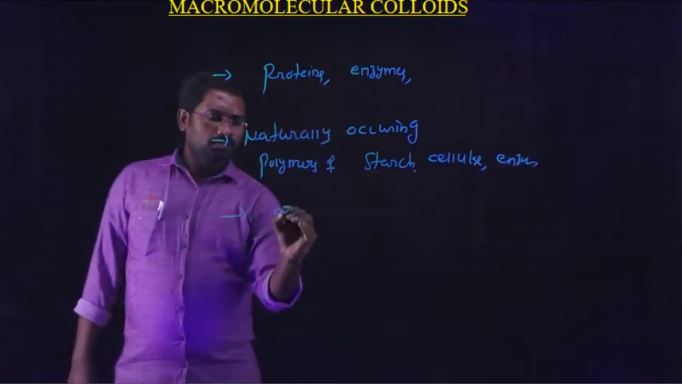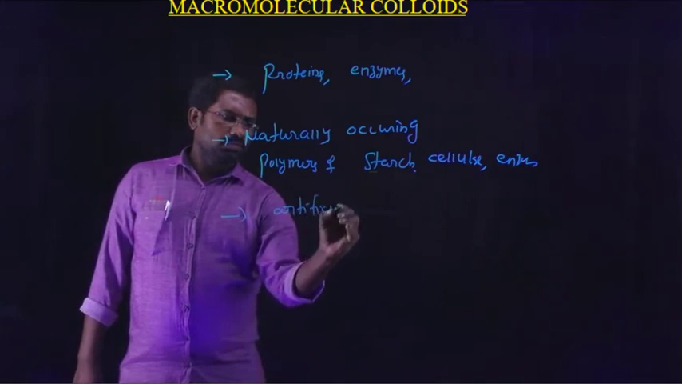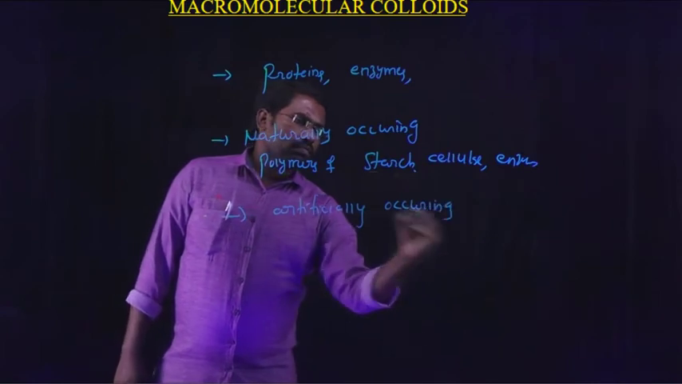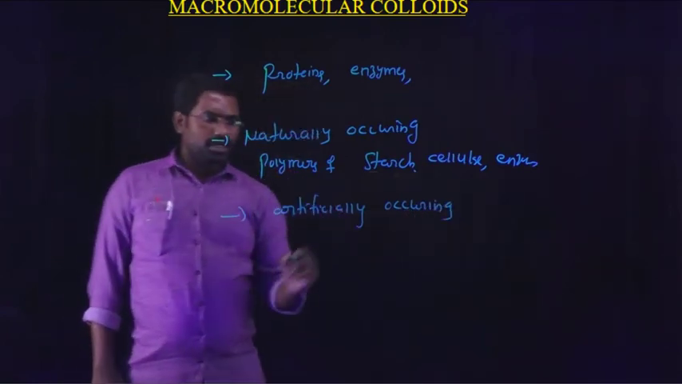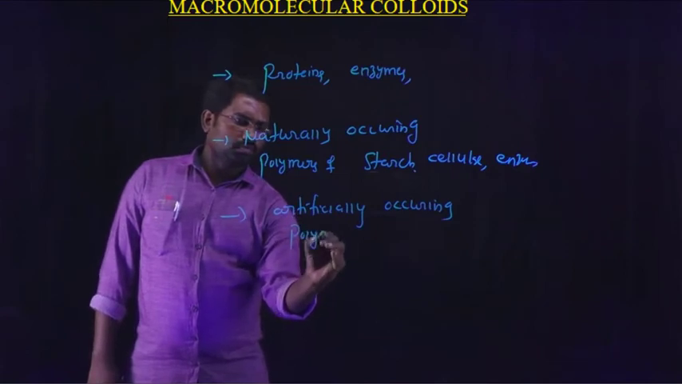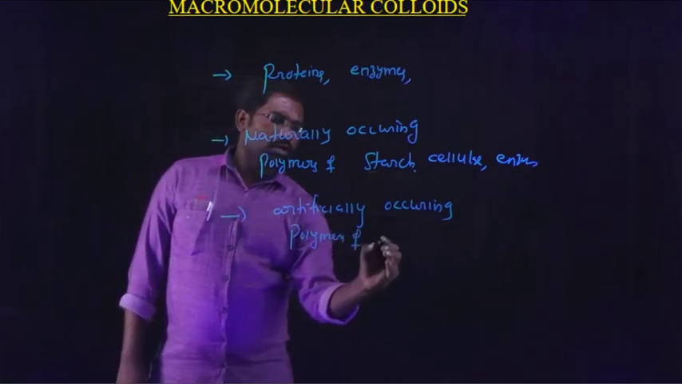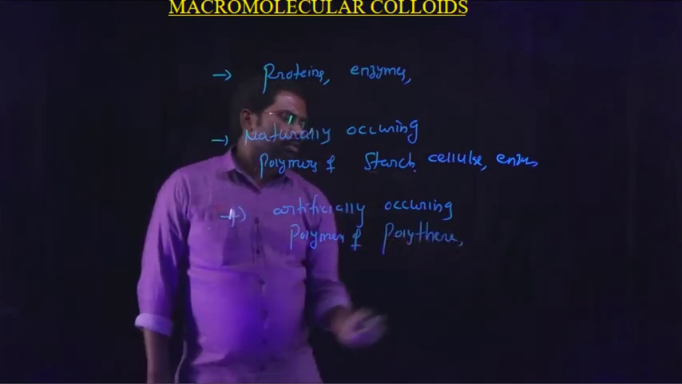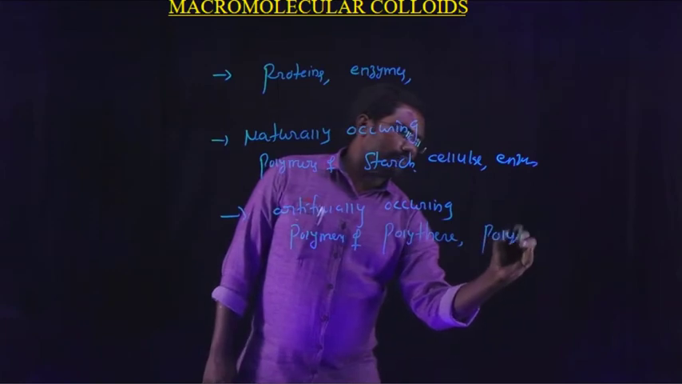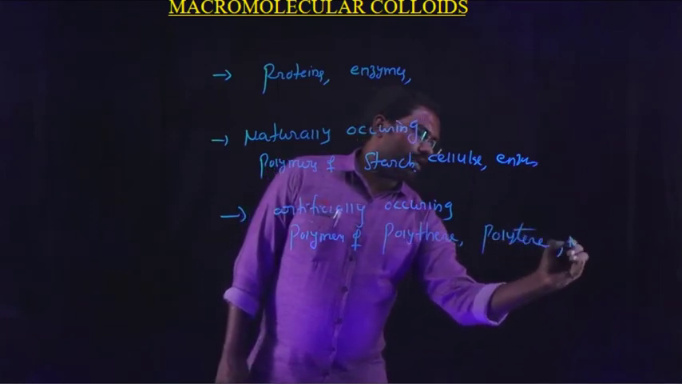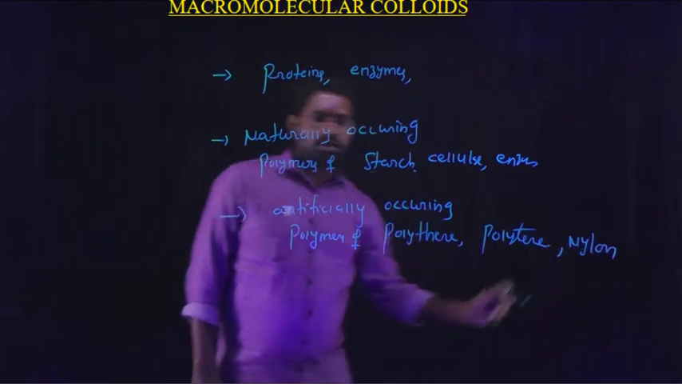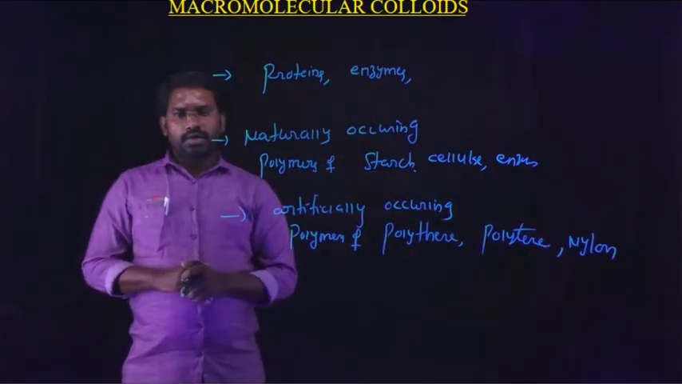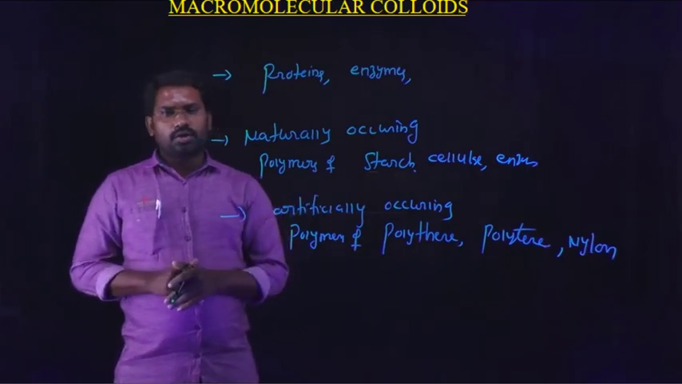Artificially occurring macromolecular colloids contain polymers of polythene, polystyrene and nylon. Polythene, polystyrene and nylon. So these are the best examples for the artificially occurring macromolecular colloids.